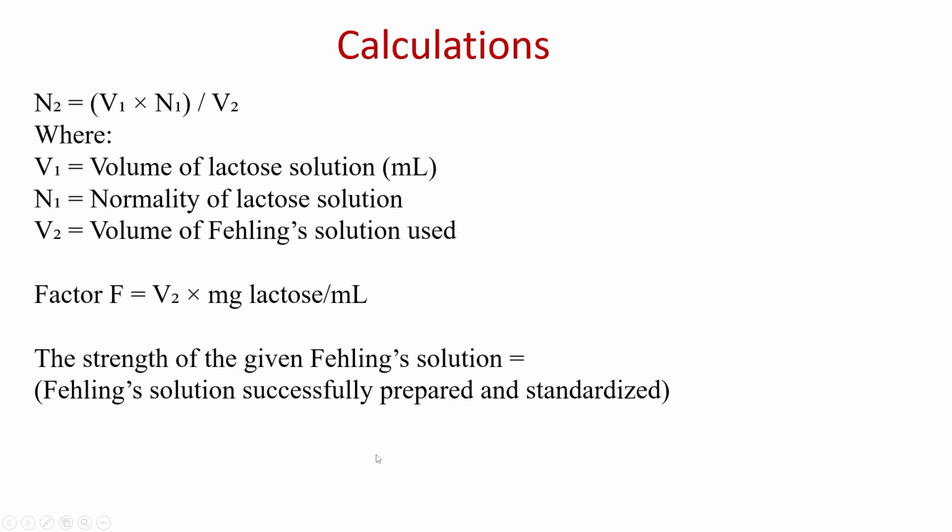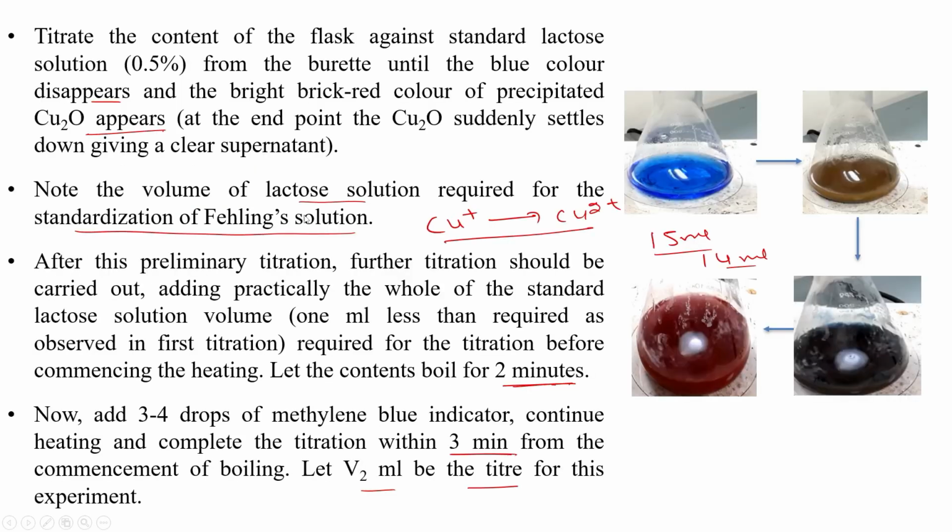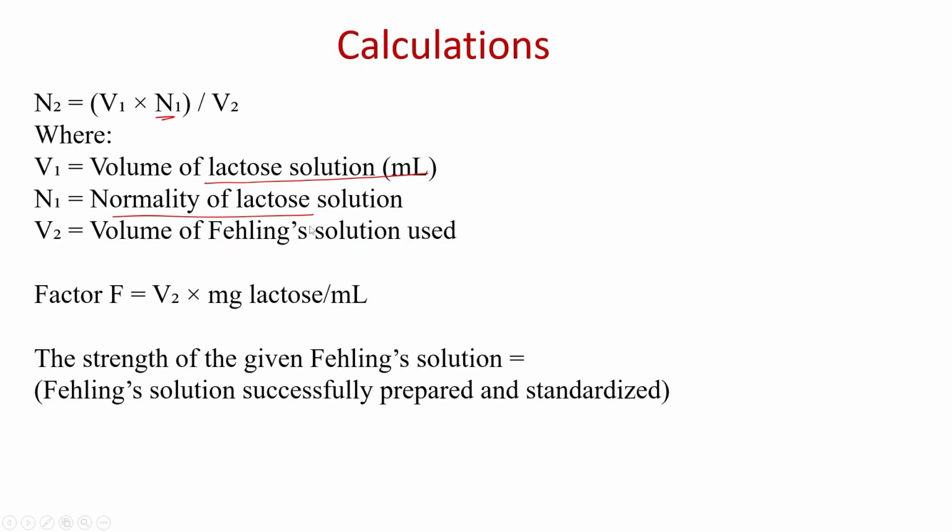Now we want to calculate the strength. So N1V1 equals N2V2. Say V1 is the volume of the lactose solution that has been used, the titer value. N1 is the normality of the lactose solution, which you have seen here, it is 0.0138. So we put 0.0138 normal, the volume you have got from the titer value, and V2 is the volume of Fehling solution that has been used. How much have you taken? 10 ml you have taken. So you put these values and you will have the normality of the Fehling solution.